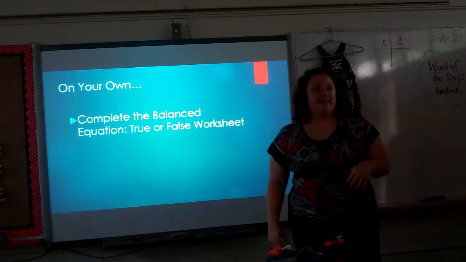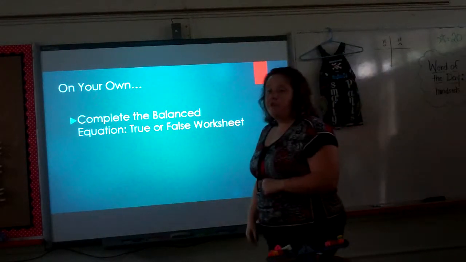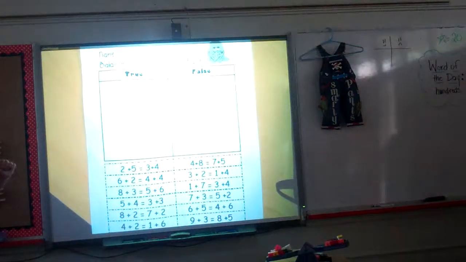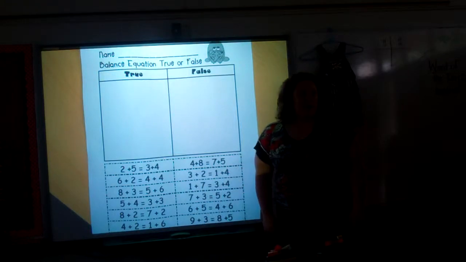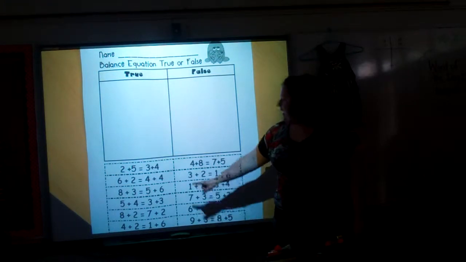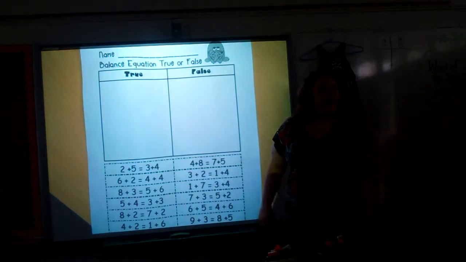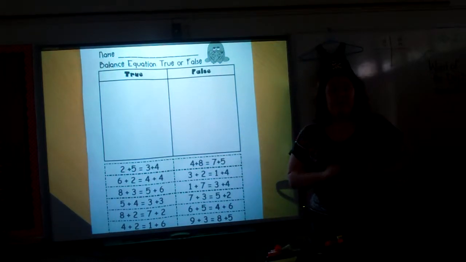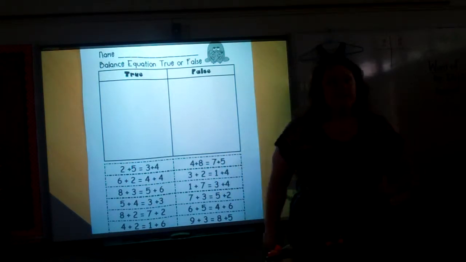Now, we have practiced some together. You've also practiced some with a shoulder partner. Now it's time for you to show what you know on your own. You are going to be given a worksheet that looks like this. There are equations at the bottom that you need to determine, are they balanced or unbalanced? If they are balanced and the statement is true, you can glue it under the true side. If they are not balanced and the statement is false, you may put it under the false side. You have 10 minutes to work on this, and we will come back together as a group to summarize. Go ahead and get started.